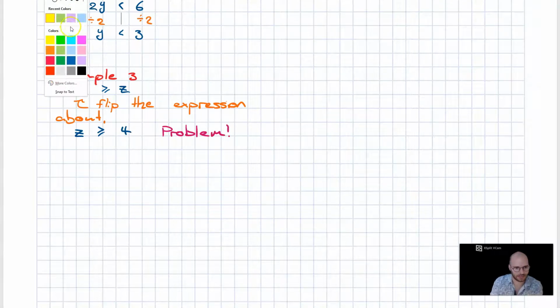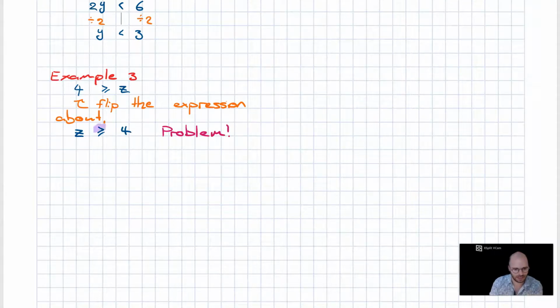The problem is that we simply can't just rotate or flip the expressions about, because have a look at the initial statement here. 4 is greater than or equal to z. Think about what that would look like. It means that z is going to take on any number that's less than 4. Now if we look down at this statement here, z is greater than or equal to 4. It's contradictory to what the first line says, so there's a bit of an error here.